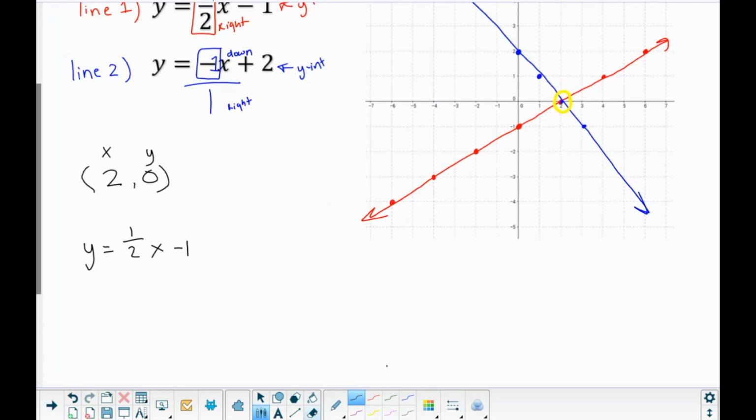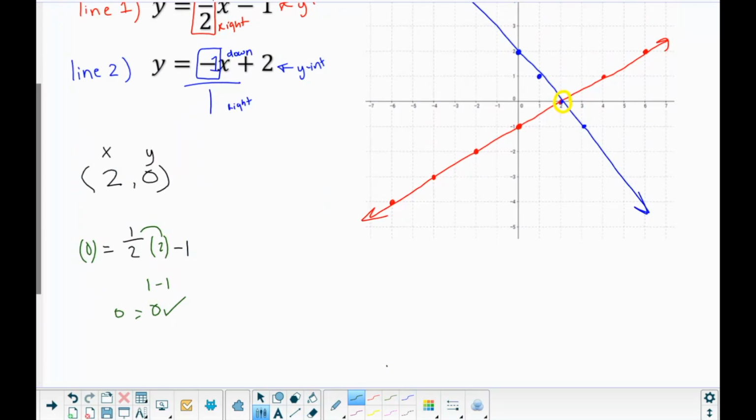All right, so I'm going to substitute x and y. I'm going to substitute x with 2, and I'm going to substitute y with 0. So that means whatever this is has to equal 0. Well, 1 over 2 times 2 is 1. 1 minus 1 is 0. 0 equals 0. So it works for that first equation.